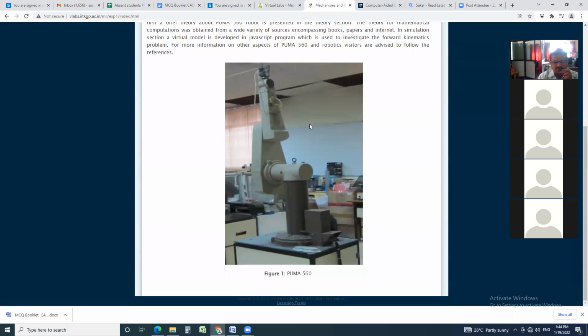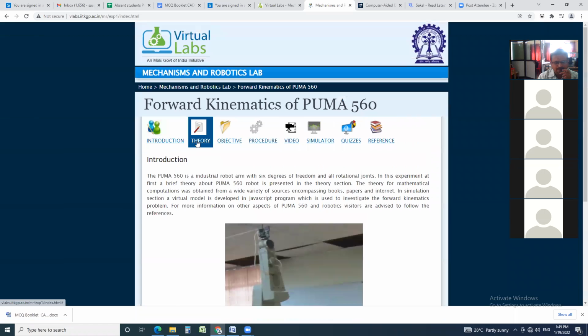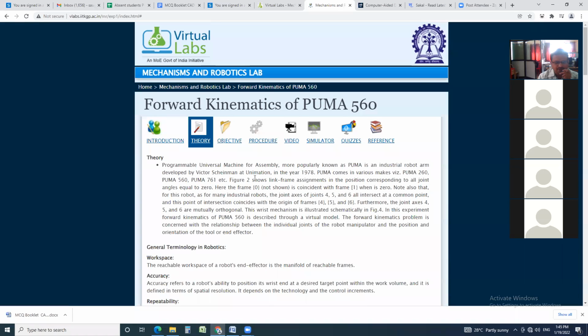Now this is the Puma 560 robot. This is the base. This is the robot arm. This is the end effector. It has one, two, three, four, five joints. Now theory. Programmable universal machine for assembly, more popularly known as Puma, is an industrial robot arm developed by Victor Scheinman at Unimation in the year 1978.